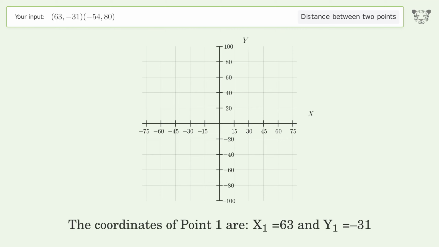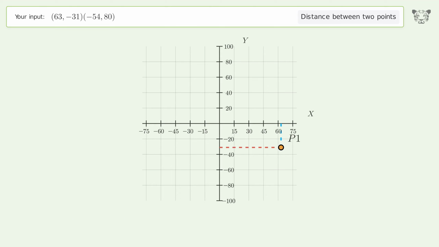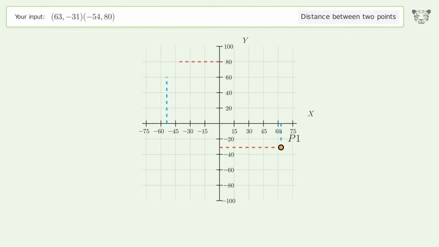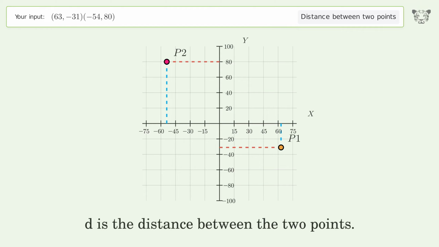The coordinates of point 1 are x1 equals 63 and y1 equals negative 31. The coordinates of point 2 are x2 equals negative 54 and y2 equals 80. D is the distance between the 2 points.